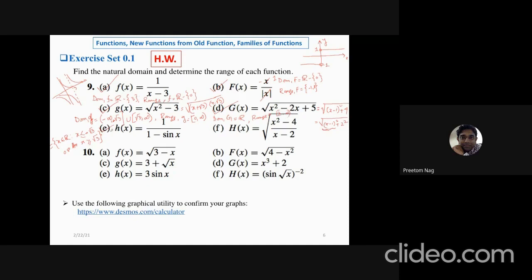How about e? এটা ডোমেইনটা কি হবে? Domain of h. How about domain of h? Sir, x is not equals to pi by 2. Pi by 2 হলে তো তাহলে sin মানে আচ্ছা, sin pi by 2 তো 1 হয়। sin pi by 2 is 1, right, you are right.